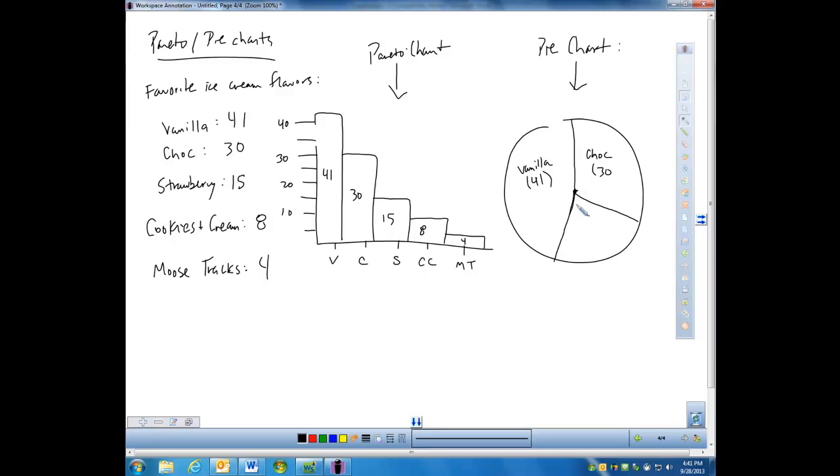And so I've got all of those percentages on there. Those are percentages, those are actually the raw values, raw data. That little sliver here is for cookies and cream, and then the very small one there is for Moose Tracks.